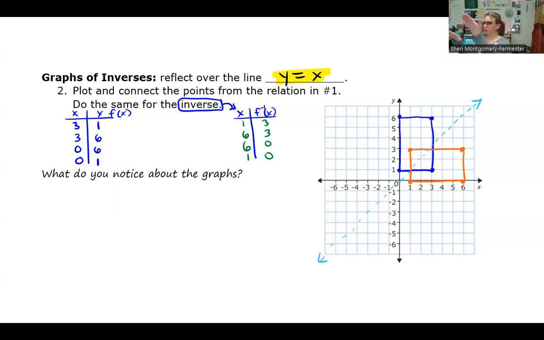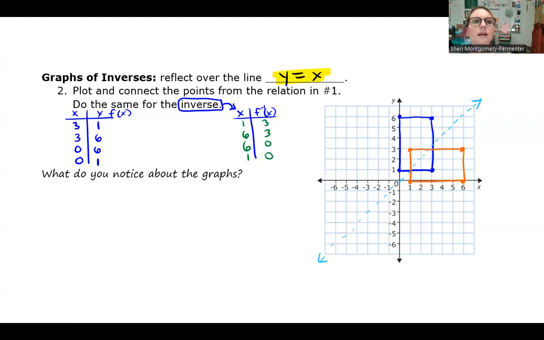Do you see how if I took my graph and I folded it in half, it would match up? They're like mirror images of each other. They reflect. So anytime you make a graph, it is always going to reflect over that line right there, Y is equal to X, like the diagonal line through your graph. If you do it correctly, it reflects.